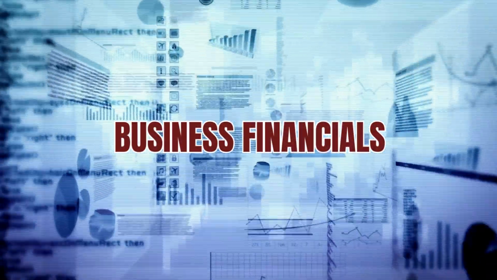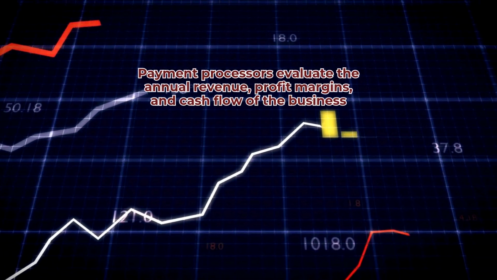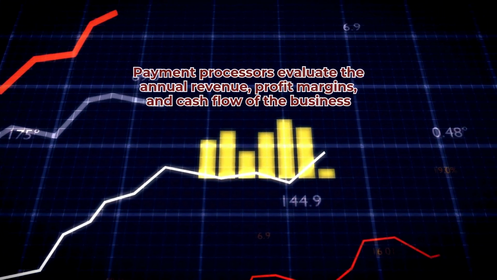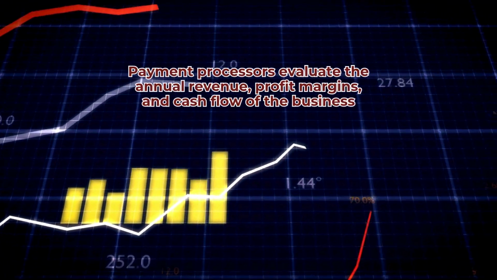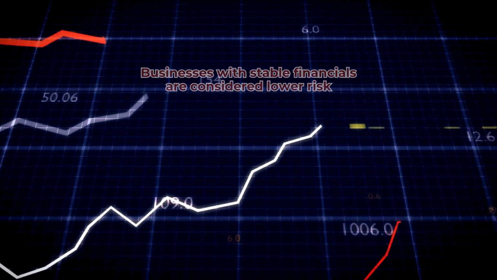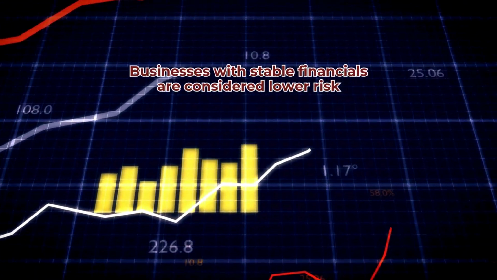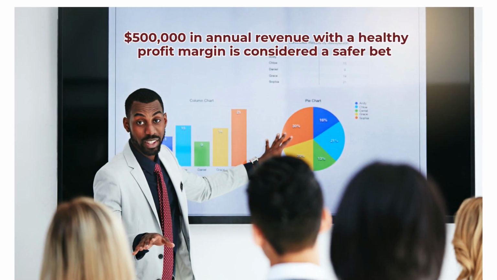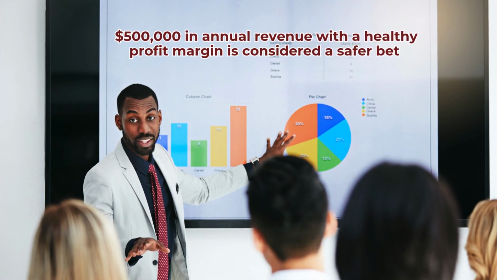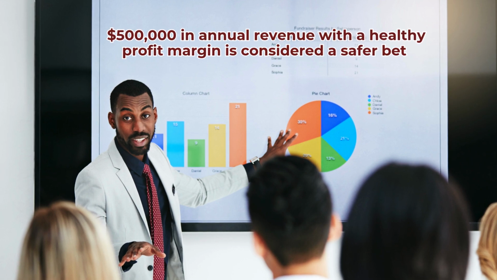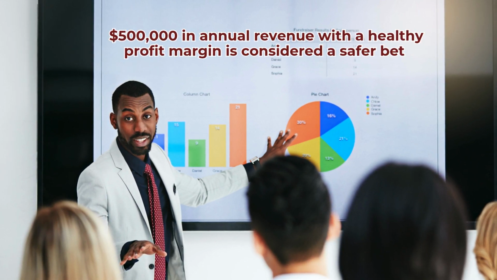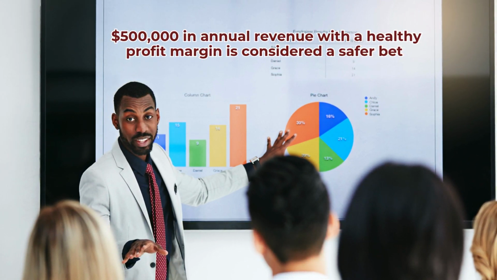Number two is the business financials. Payment processors evaluate the annual revenue, profit margins, and cash flow of the business. Businesses with stable financials are considered low risk. Example: a business that generates $500,000 in annual revenue with a healthy profit margin is considered a safer bet than a startup with inconsistent cash flow.